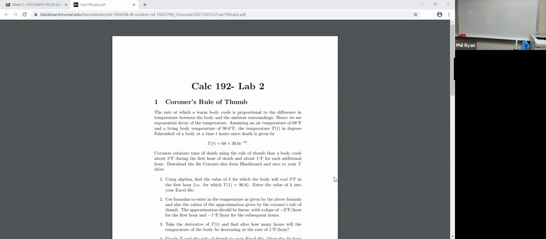So here's 68 degrees. That's what the ambient temperature is. 30.6 degrees, right? That's the difference between the body temperature at the start and the room temperature. And then that difference decays exponentially. So that's the model that we're going to use.